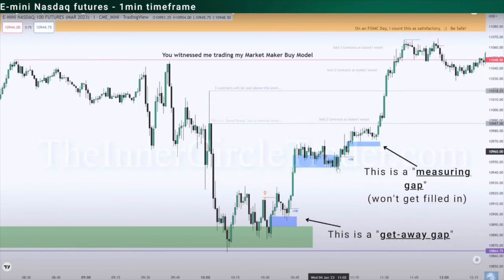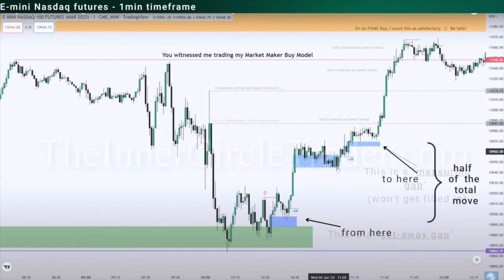So we have seen that the first fair value gap with the first arrow from the bottom is a getaway gap. What we haven't seen yet is that the second fair value gap, highlighted here in blue with the black arrow, is a measuring gap, and we will not expect it to be filled. But actually, why and what does it mean that it's a measuring gap? ICT tells us that from the bottom, from the first fair value gap, which is our getaway gap, to here, which is our measuring gap, that's going to be half of the total move of the price.